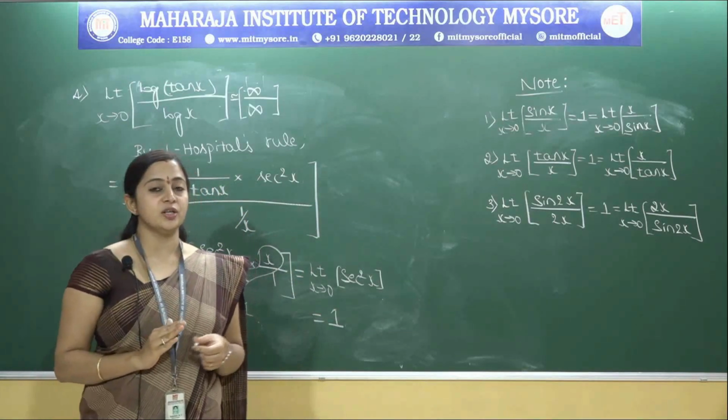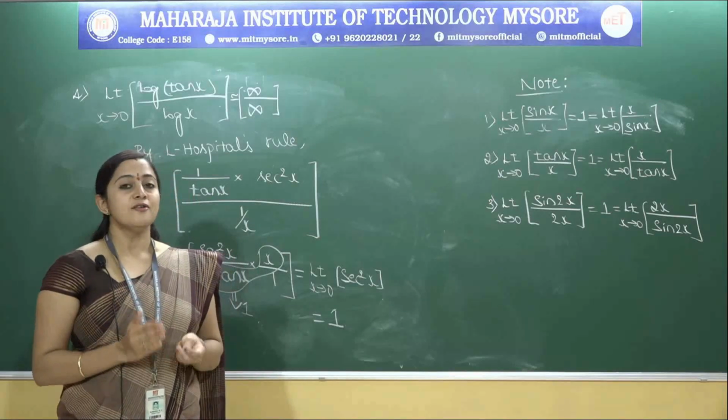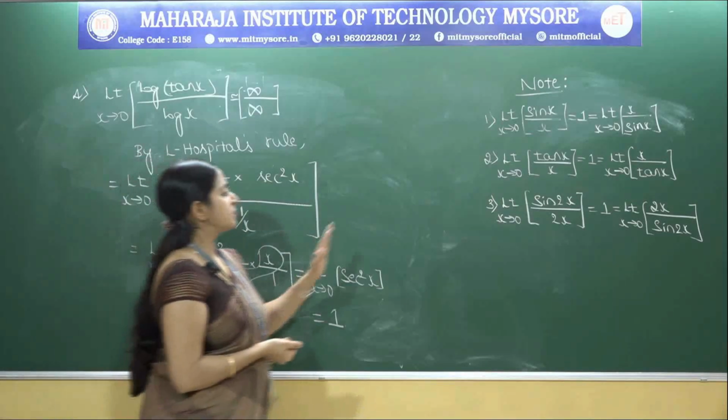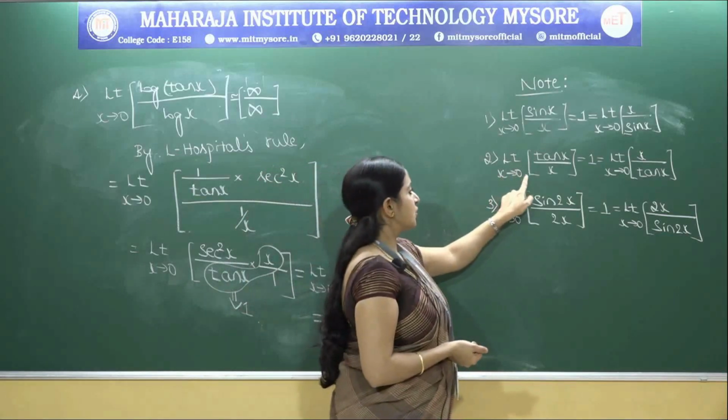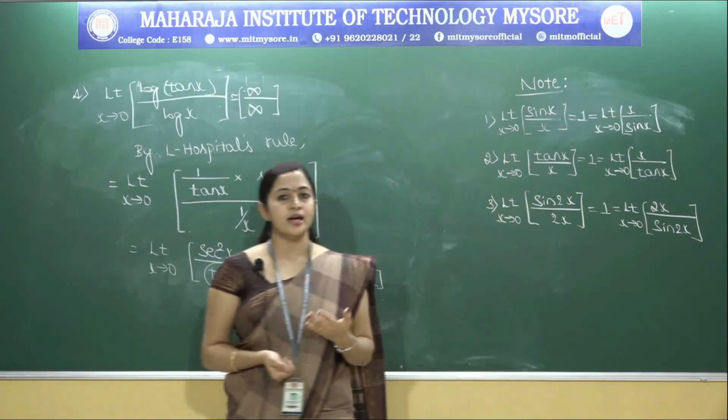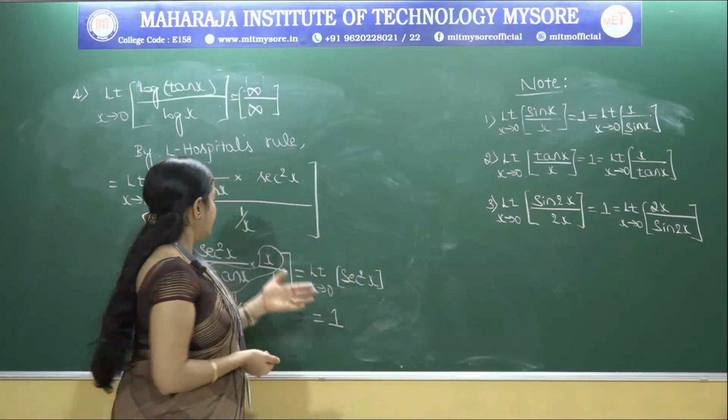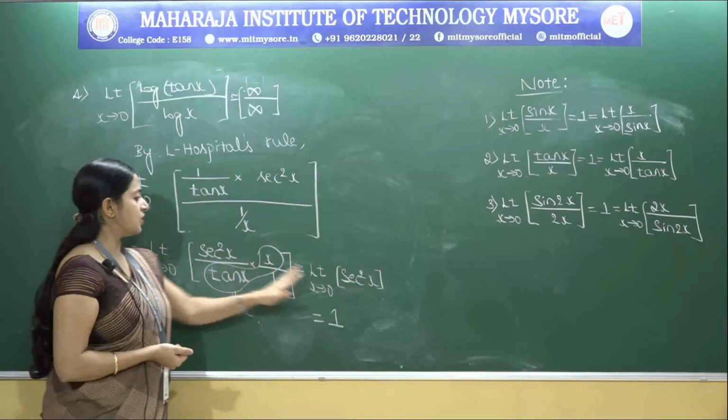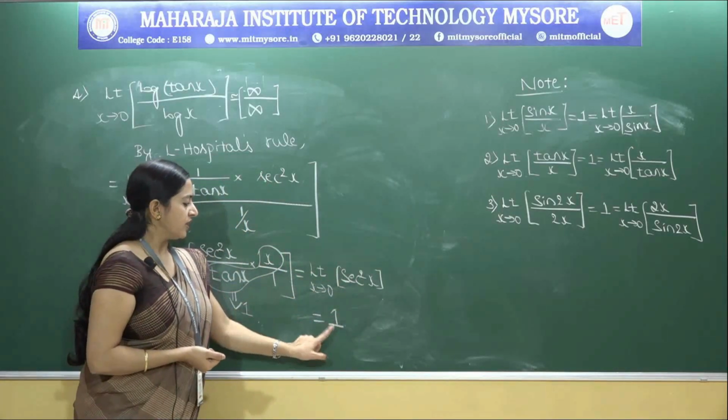Simply, don't differentiate the numerator and denominator. First you apply the limit and apply this property if the limit as x tends to 0, whether it is a sin x or tan x. First you apply the property, then you simplify this term, the secant square 0, you will get the answer as well.